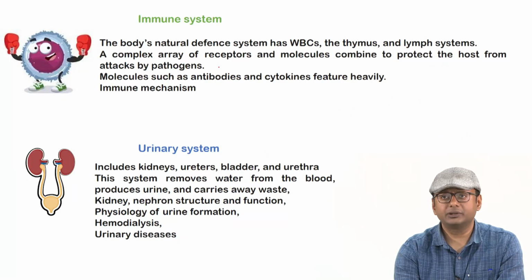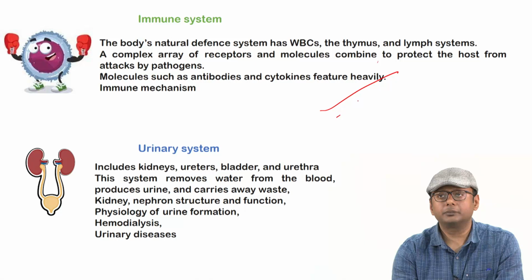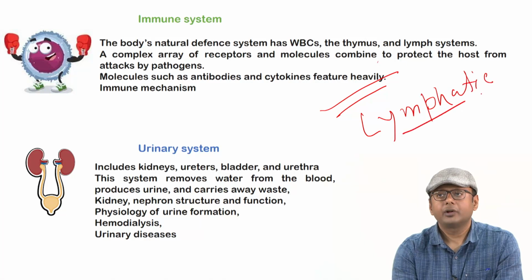And then the immune system is a very important component, right? Along with our lymphatic system and blood circulation system, our human immunity depends very much on it. As you know, the body's natural defense system is maintained by the WBCs, white blood cells, the thymus and the lymphatic system. So everything will be thoroughly covered in the immune system chapters.